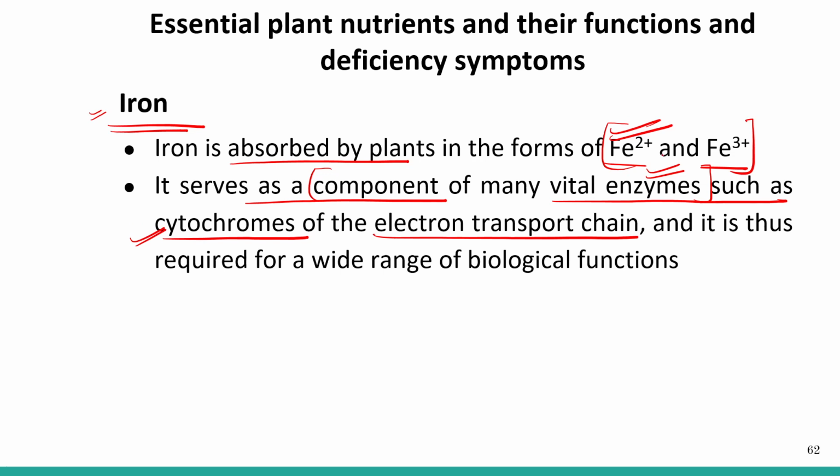So if there is a deficiency of iron, then the cytochrome synthesis will be affected and the electron transport chain will be affected, right? And it is thus required for a wide range of biological functions. So now you can understand how important this iron is. It is very important for the formation of cytochromes that are very, very vital for the electron transport chain.